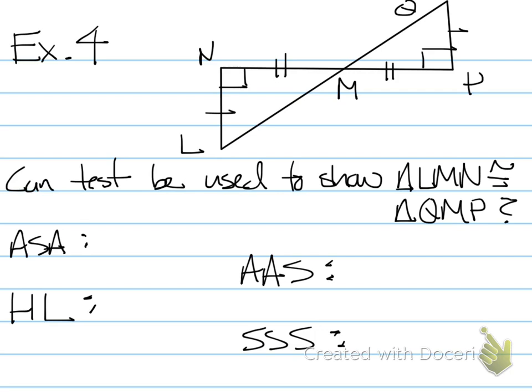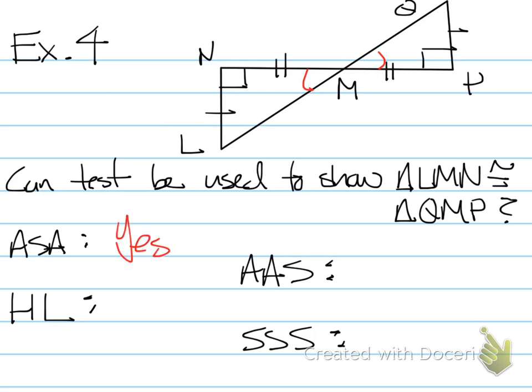So which test can we use to determine that the two triangles are congruent? So first thing we want to do is mark those vertical angles in the middle. And then yes, we can use angle, side, angle because we have two angles and an included side marked congruent.